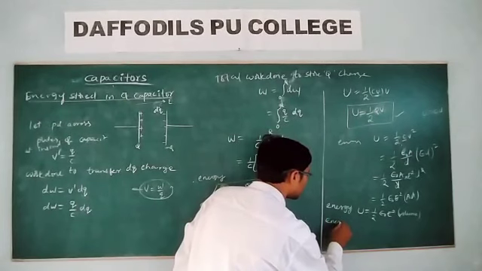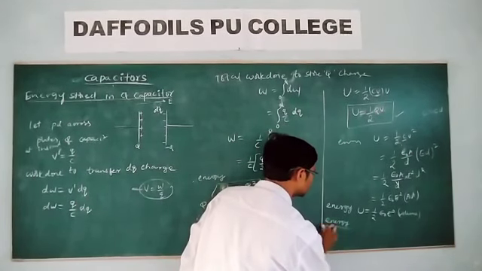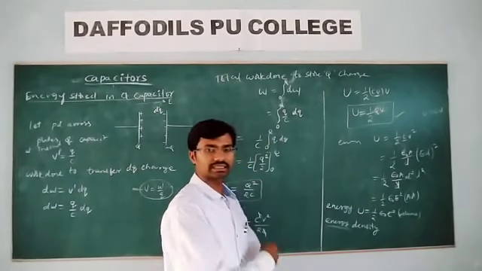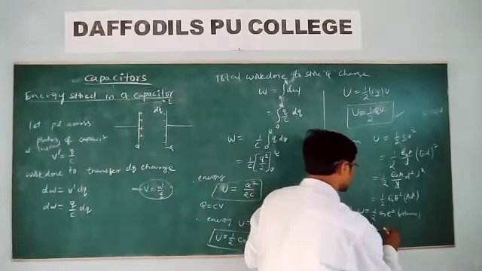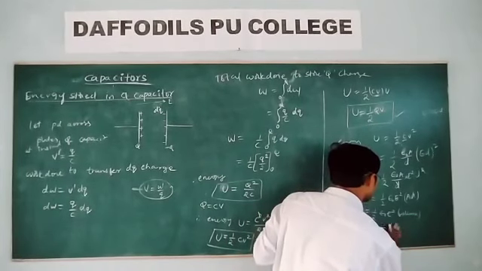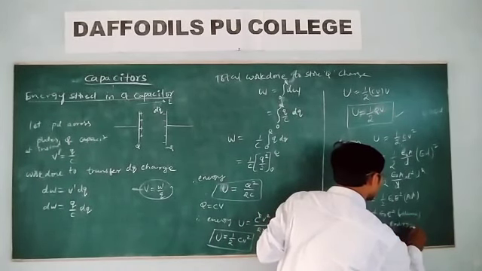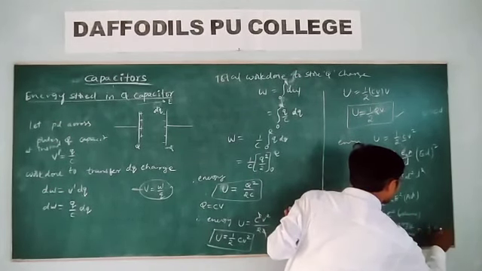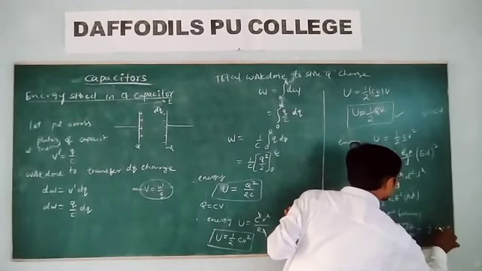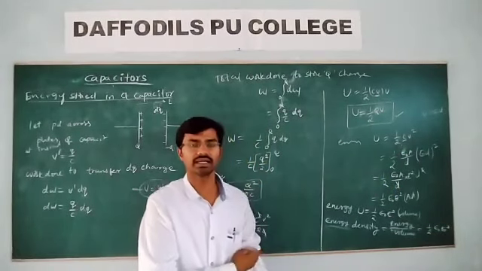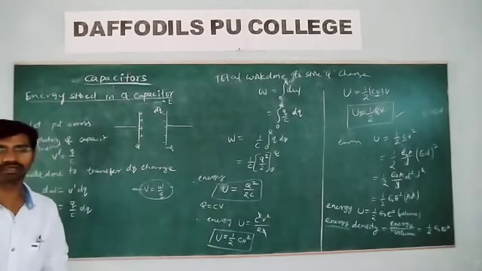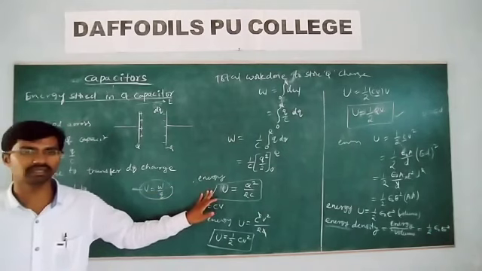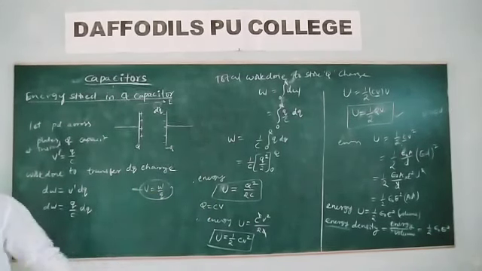Then energy by volume is called energy density. What do you mean by energy density? Energy per unit volume. Energy by volume is equal to half epsilon naught E squared. Half epsilon naught E squared is the energy density of the parallel plate capacitor. So this is the energy stored in the capacitor, and this is the energy density in terms of the electric field.